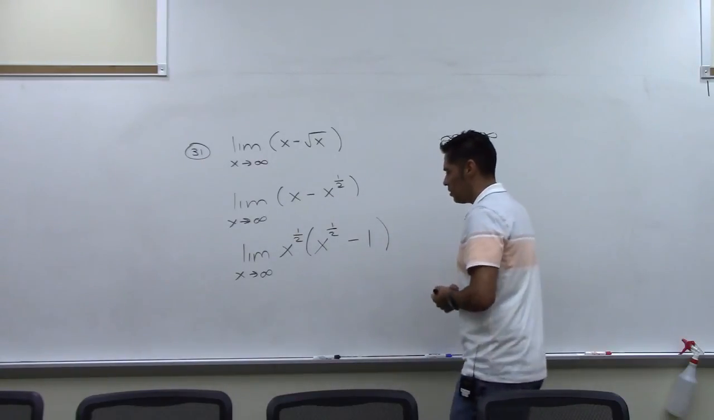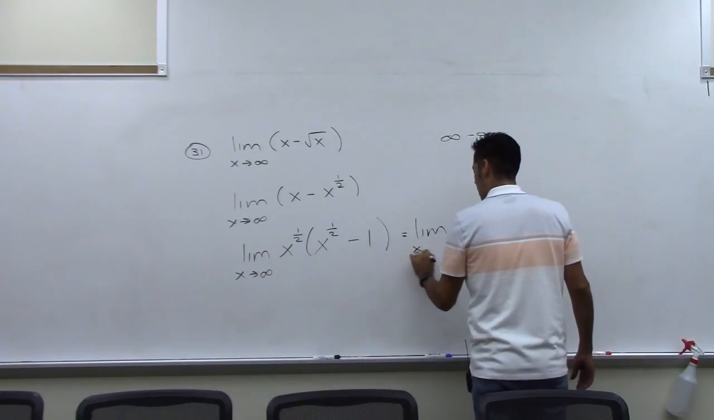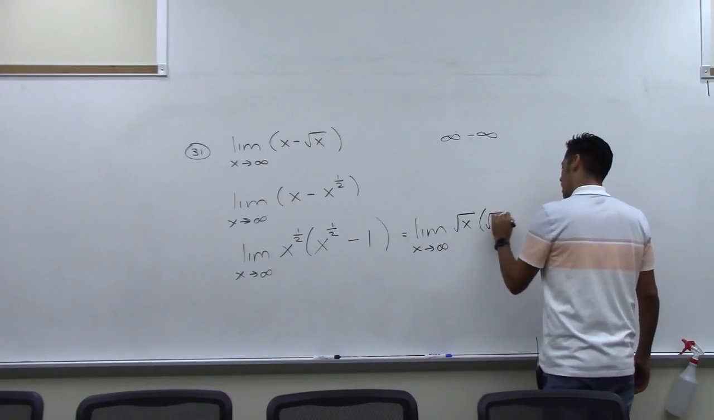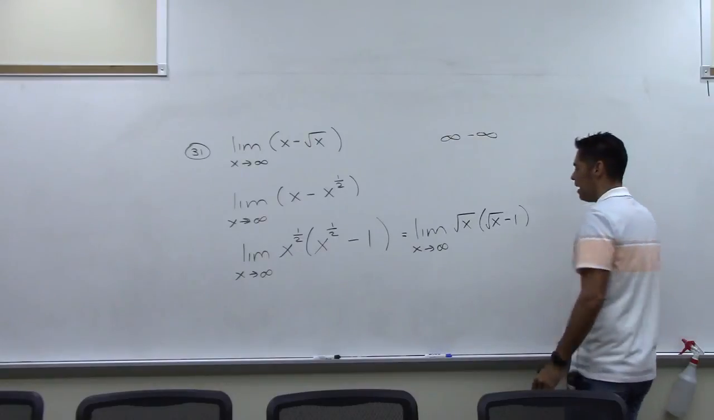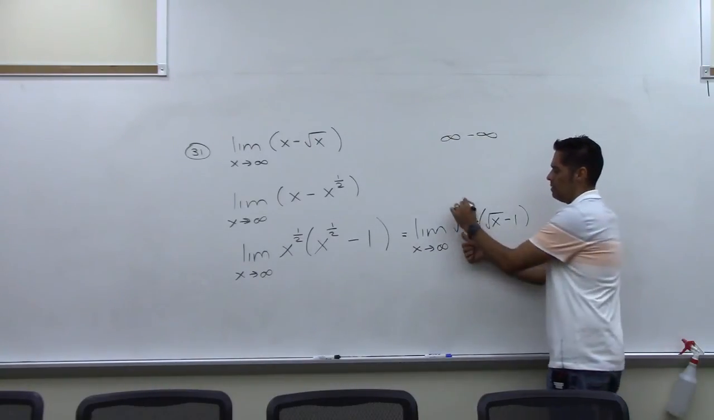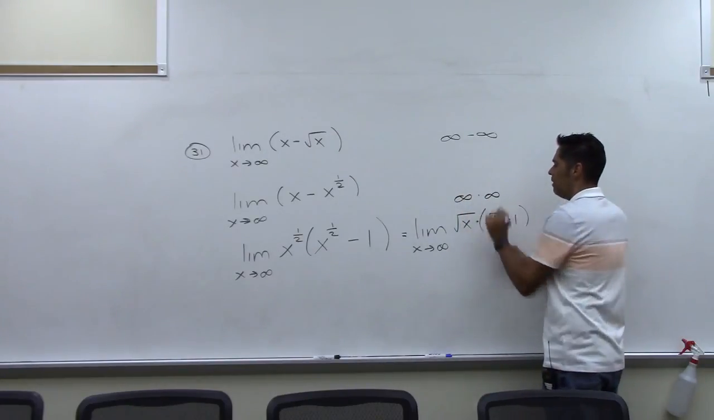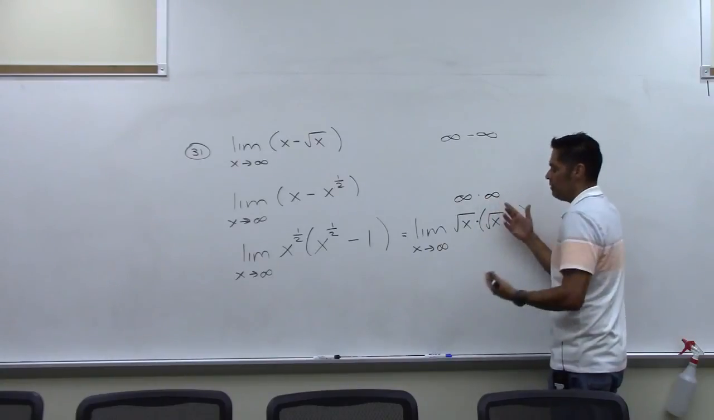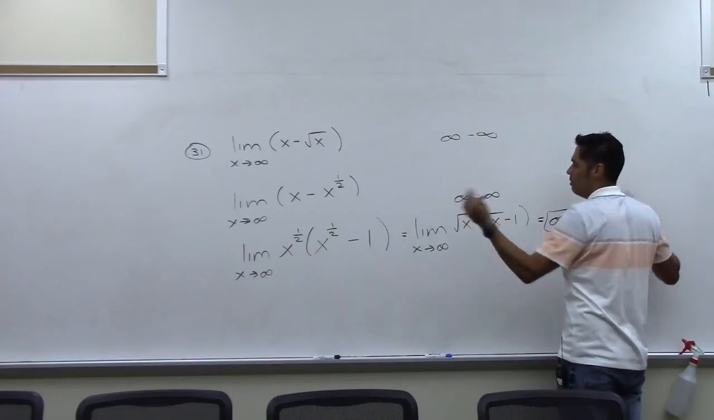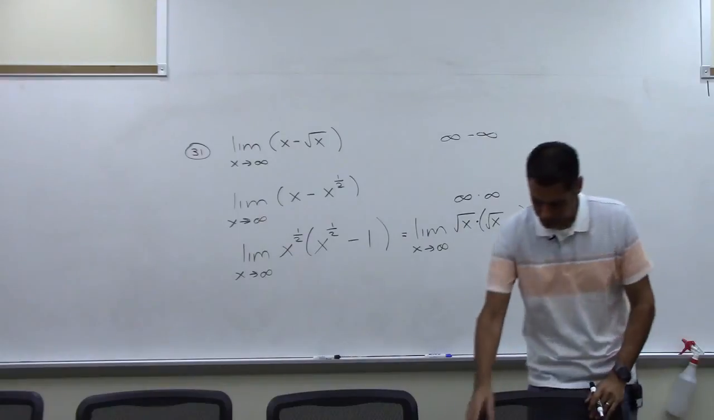Now, the reason why this is good is because if I rewrite this, and this step isn't necessary, it's just to kind of remind you of what you have here. It's root x times root x minus 1. If now I let x go to infinity, this is multiplication here. This is becoming infinite, times this is infinity minus 1. That's infinity. And infinity times infinity is infinity. All right? Infinity minus infinity, don't know. Infinity times infinity, yes, we know. That is infinity. So we're done.